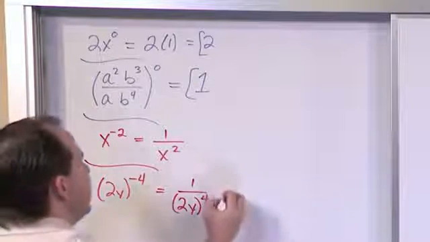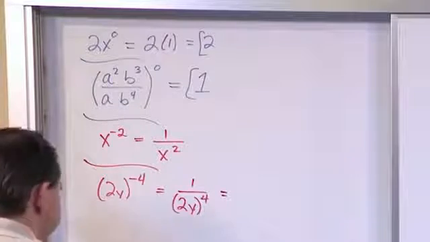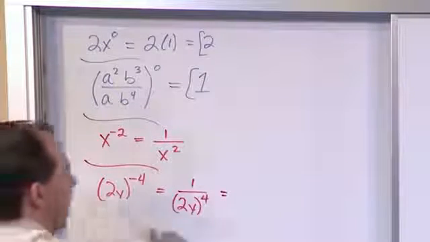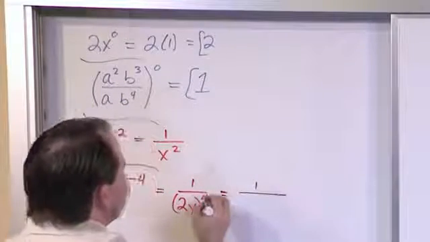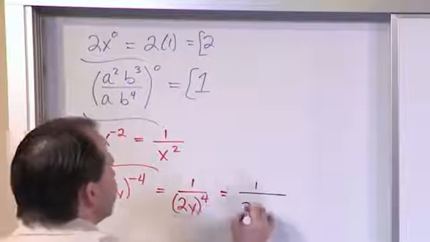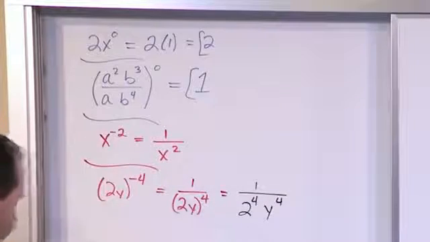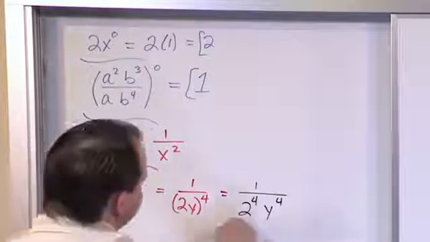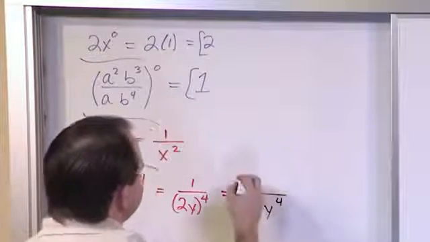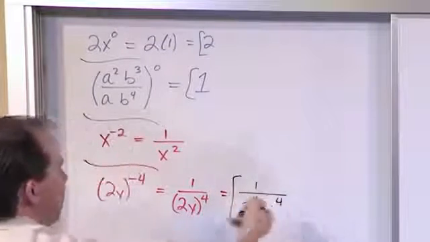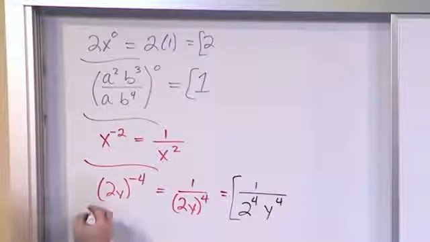And we notice here that we can go a little bit further because we have this guy raised to the 4th power. So over here we can have 1 over, we can distribute this 4 in, so it would be 2 to the 4th power times y to the 4th power. And of course you can go in a calculator and do 2 times 2 times 2 times 2 and get a number, but basically what you have is a number times y to the 4th on the bottom there.